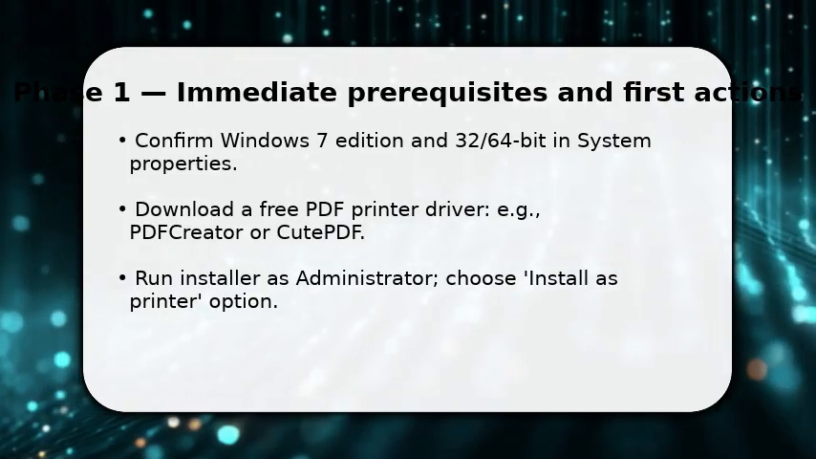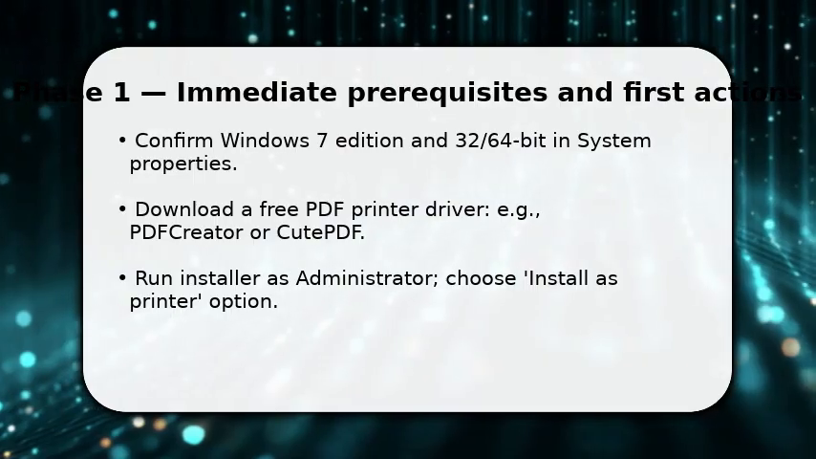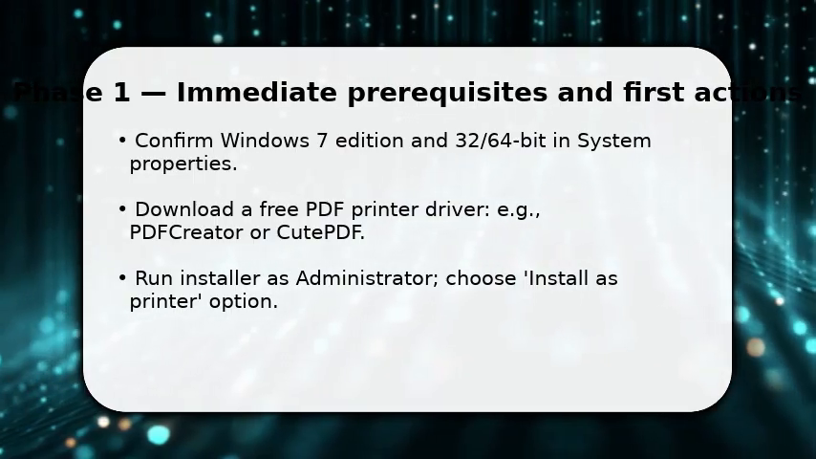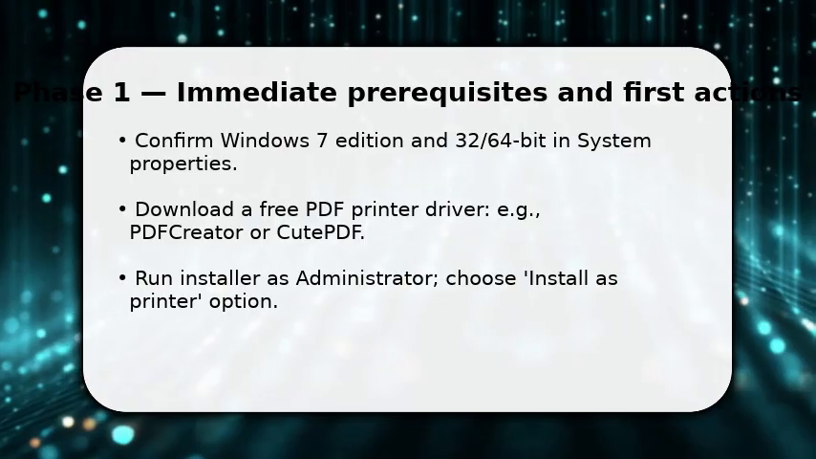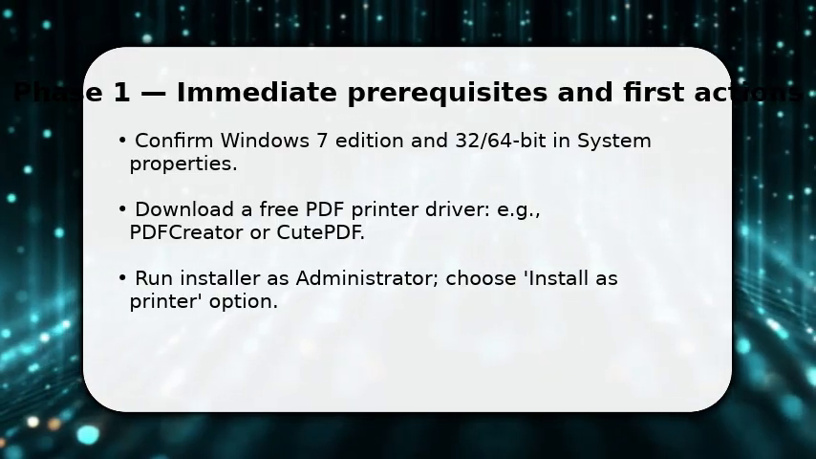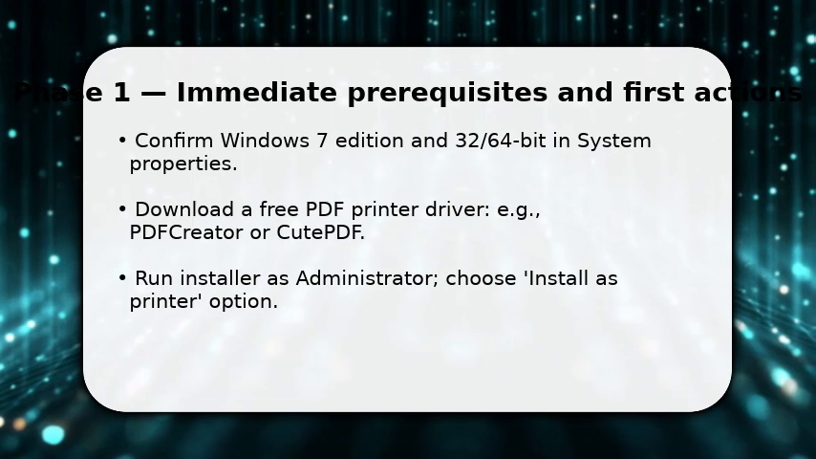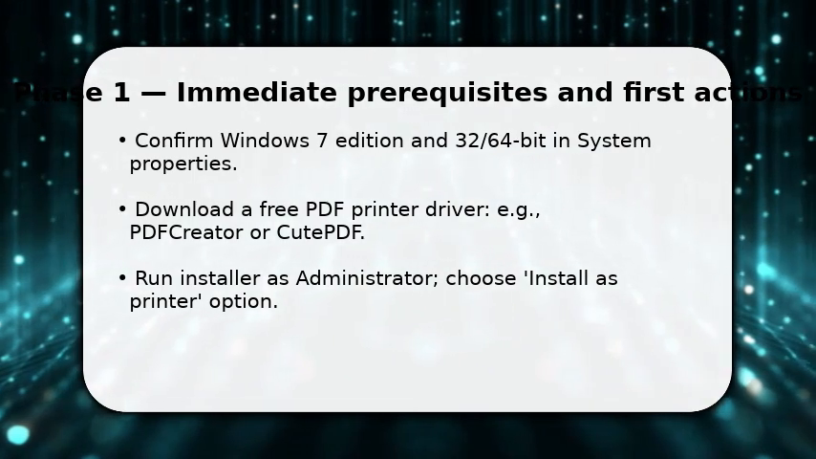Run the installer as administrator. When prompted, select the option to install a virtual printer. Make sure to accept defaults for virtual port and basic options. This keeps setup simple. Then finish the install and reboot if the installer asks.